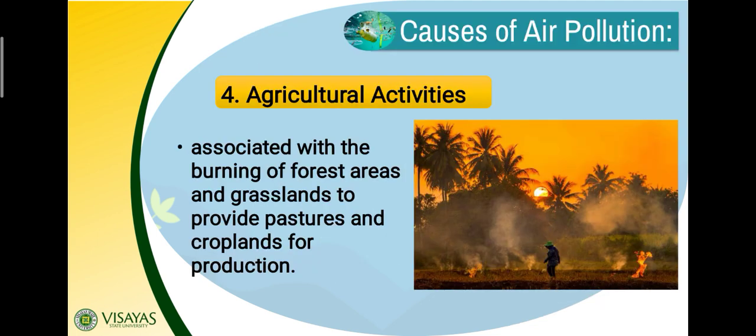Agricultural activities are associated with burning of forest areas and grasslands to provide pastures and croplands for production. This activity alone can produce 60 to 65% of carbon dioxide. Methane is also produced from biomass burning, paddy fields, and guts of livestock. Application of crop sprays and dusting for pest and weed control has been found to release organic phosphates, chlorinated hydrocarbons, arsenic, and lead into the air, thereby causing pollution.